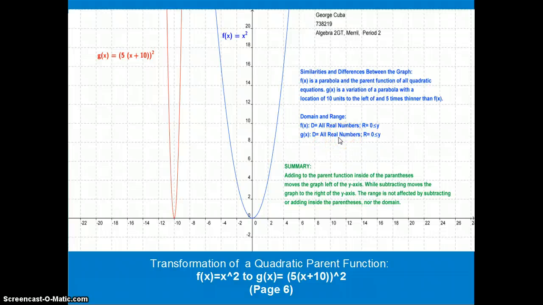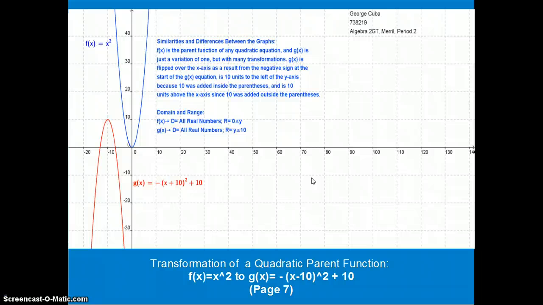Now domain and range: the domain for parabolas is all real numbers, and since it just moves on the x-axis, the range always begins at 0. Alright, here's a new version of this, a bit trickier, but I'll explain.